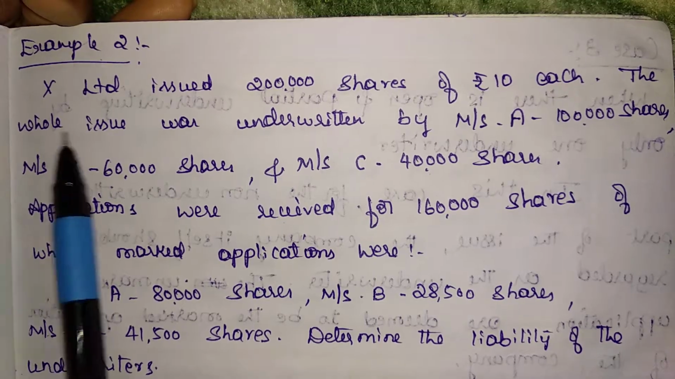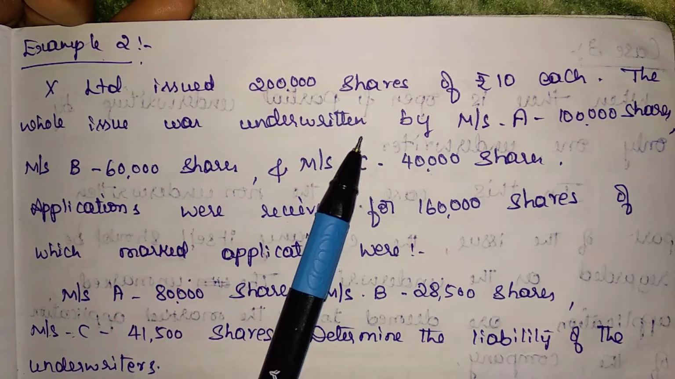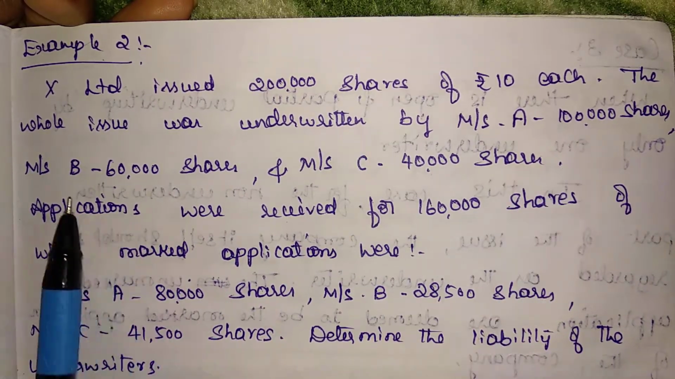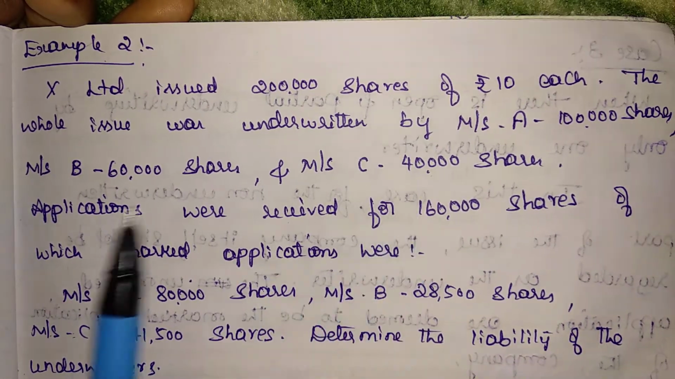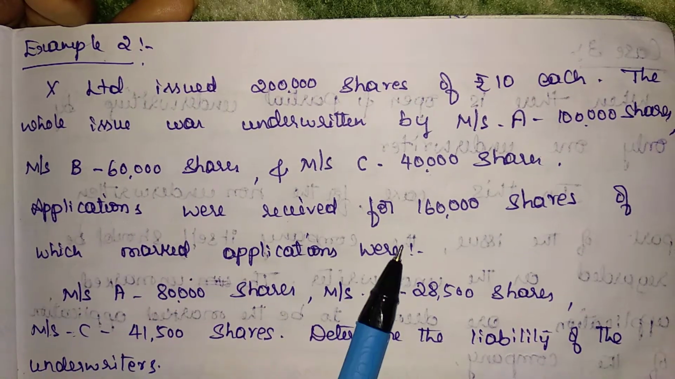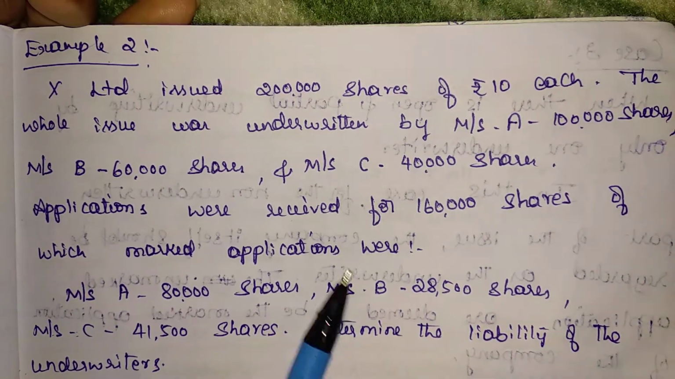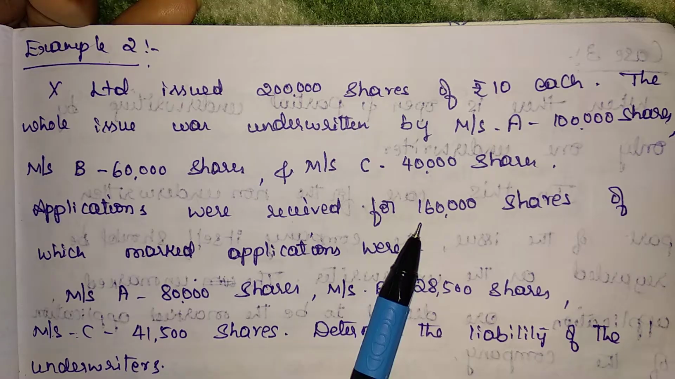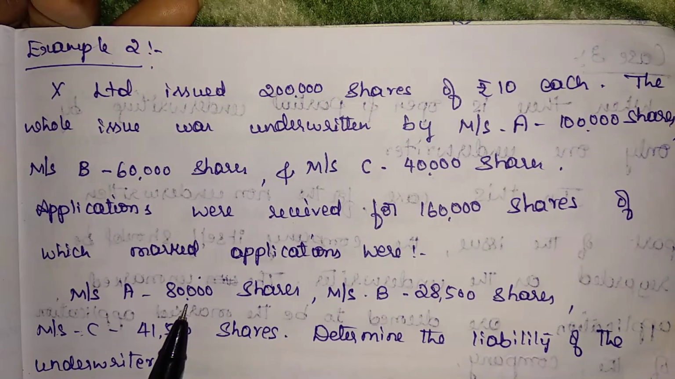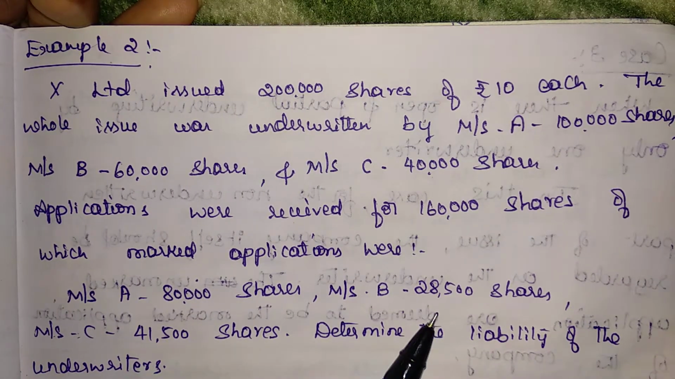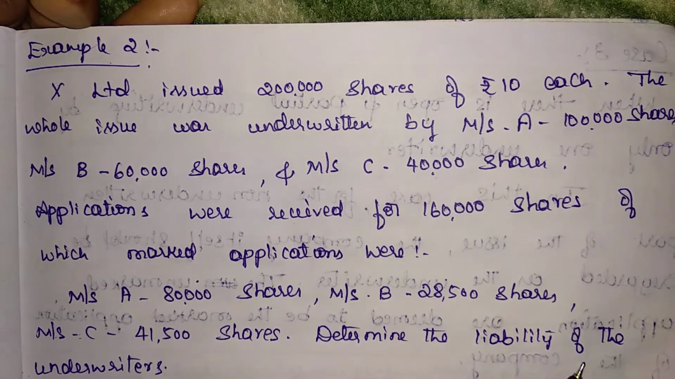That is, X Limited issued 2 lakh shares of 10 each. The whole issue was underwritten by A, 1 lakh shares; B, 60,000 shares; C, 40,000 shares. Applications were received for 1,60,000 shares from the public, of which marked applications were: through A 80,000 shares, B 28,500 shares, and 41,000 shares from C. Determine the liability of the underwriters.